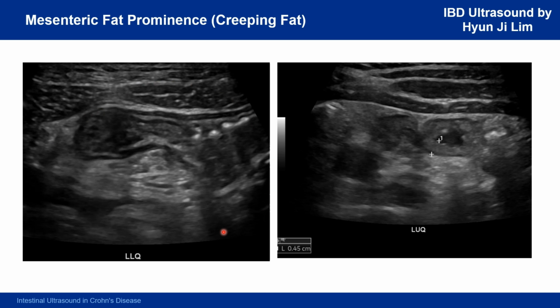This image shows a thickened mesenteric fat surrounding the inflamed small bowel. Normally, the small bowel loops may lie close together or appear clustered. However, in Crohn's disease, the prominent mesenteric fat can be seen between the bowel loops. This thickened mesenteric fat may separate the adjacent small bowel loops and make the distance between them appear wider. So, when we see hyperechoic thickened fat around an inflamed bowel segment, especially when it separates the bowel loops, this can be an important supportive finding of transmural inflammation in Crohn's disease.